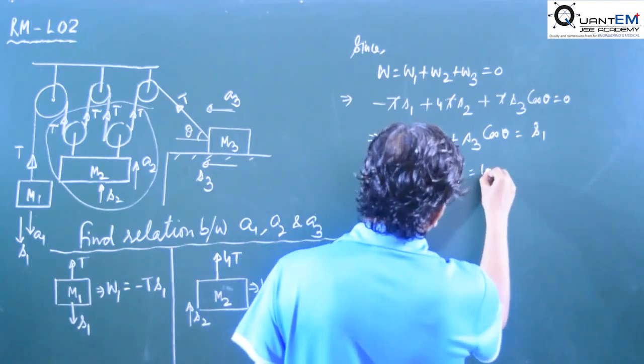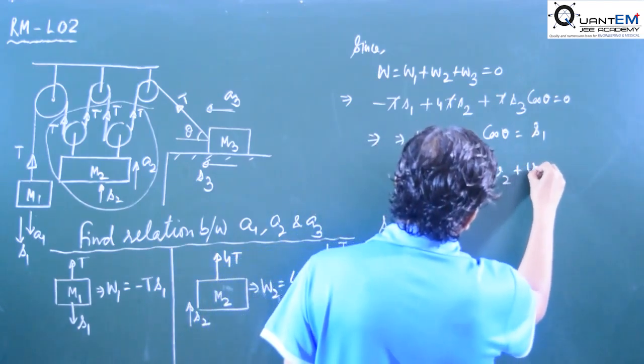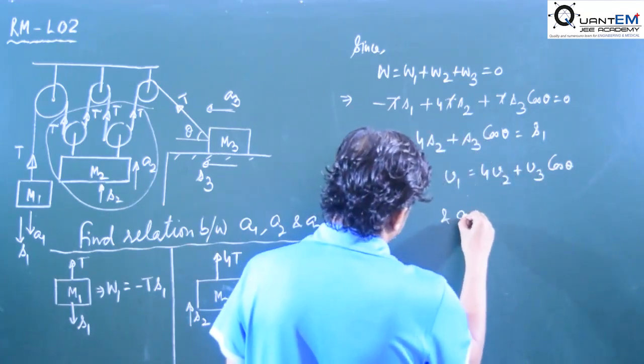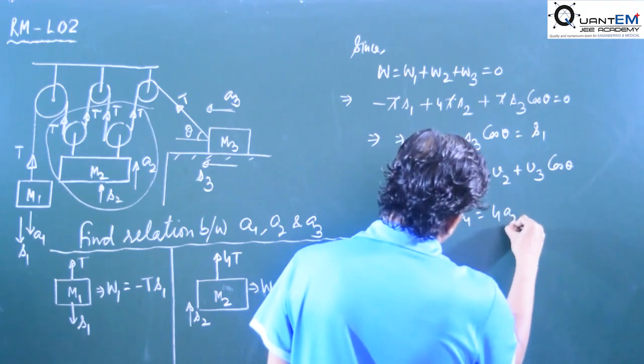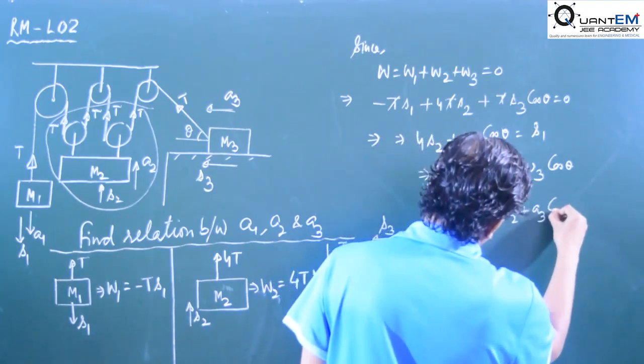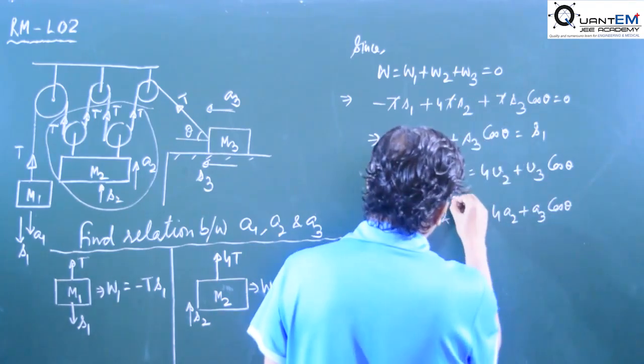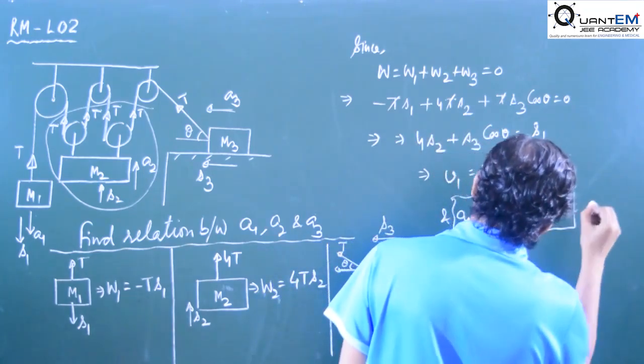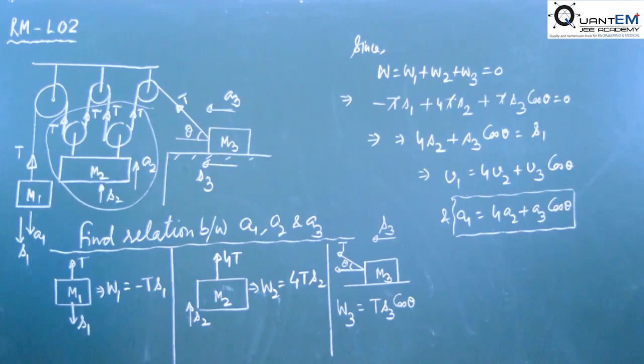v1 is equal to 4 v2 plus v3 cos theta, and acceleration a1 is equal to 4 a2 plus a3 cos theta. Okay, so this one is the relation between accelerations a1, a2 and a3.